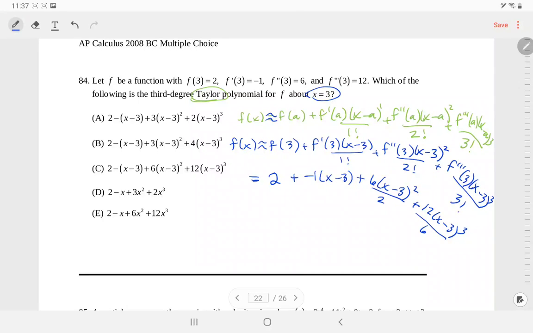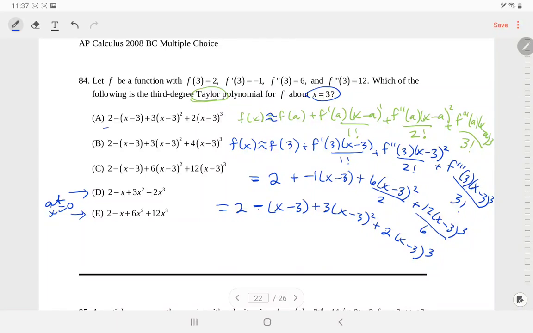They don't have the factorials in the answers. Okay, so this would be 2 minus x minus 3. I'm not going to distribute it out because I think the error they made on this is I think they made them at x equals 0. Okay, because they didn't put the parentheses. Plus 3, x minus 3 squared, plus 2, x minus 3 cubed.